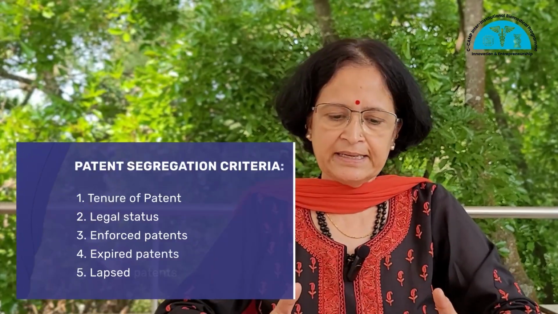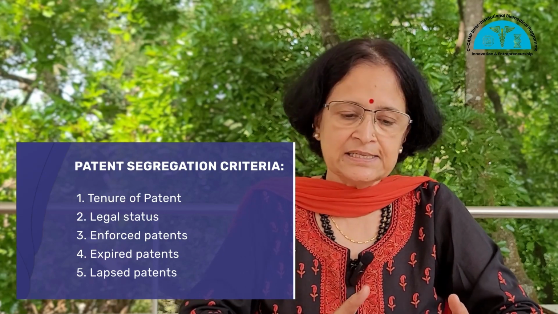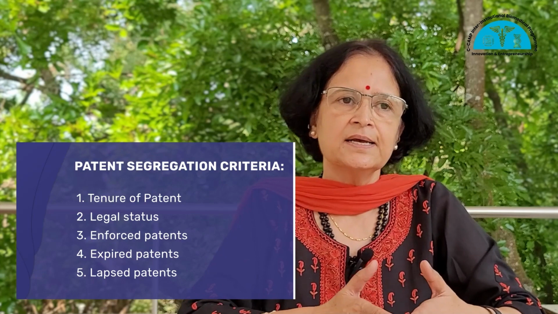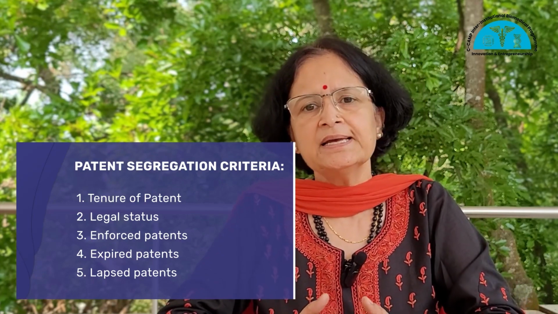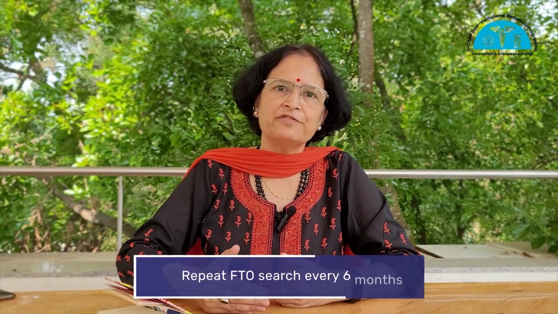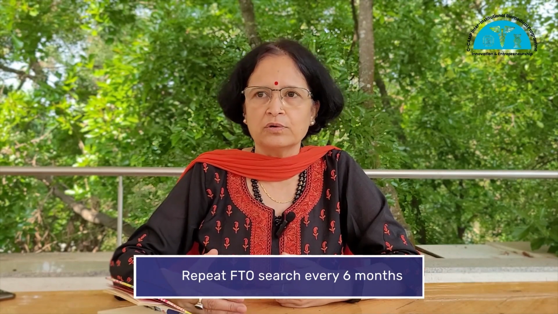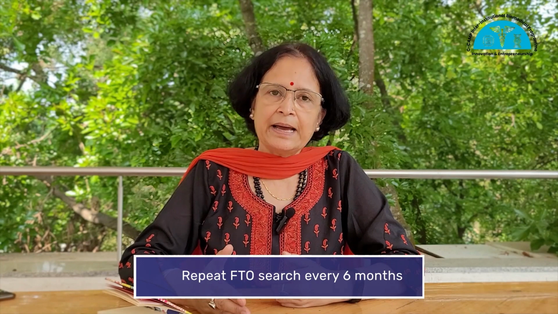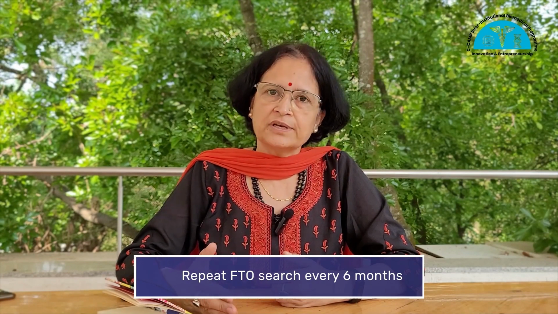So it is safe to pull patents of the last 22 years and then segregate them based on their legal status, like in-force patents, expired patents and lapsed patents, and then perform the FTO search. And it is always advisable to repeat your FTO search after every 6 months, at least 3 to 4 times, because the patents that are lapsed today may come into force again tomorrow.